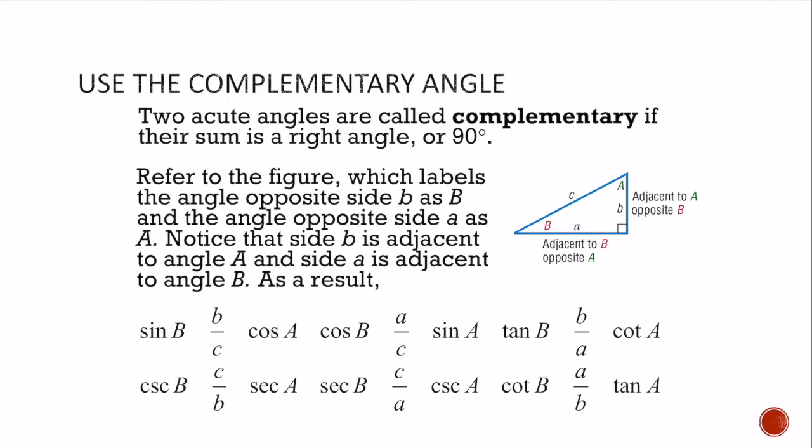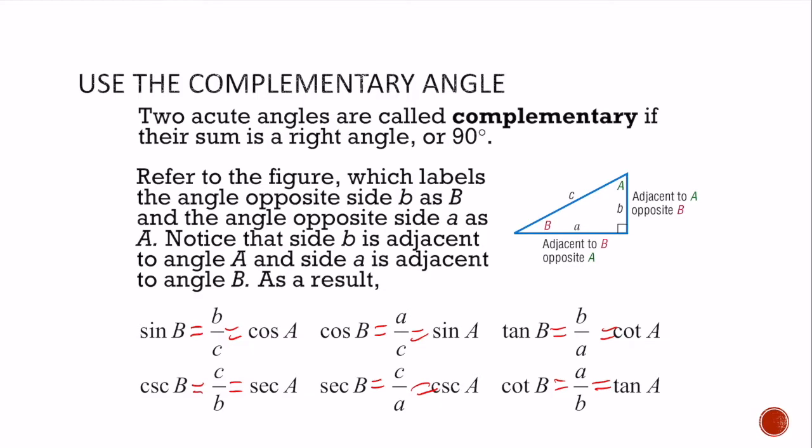So let's look at this figure, which labels the angle opposite side B as angle B, and the one opposite side A as angle A. Sine of B is B over C, which is the same as cosine of A. Cosecant of B would be the same as secant of A. Cosine of B, which is A over C, is the same as sine of A. Secant of B, which is C over A, is the same as cosecant of A. Tan of B, which is B over A, is the same as cotangent of A. And cotangent of B is the same as the tan of A.